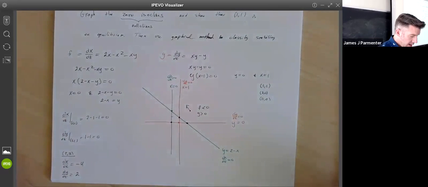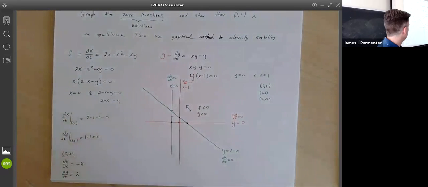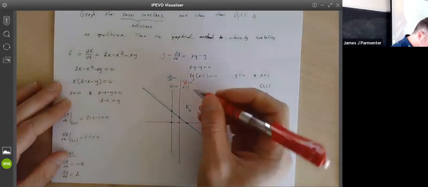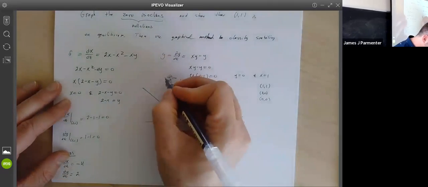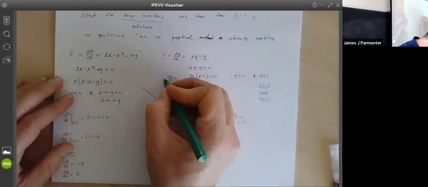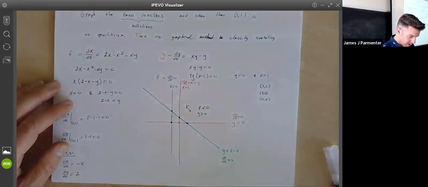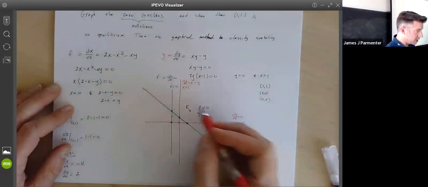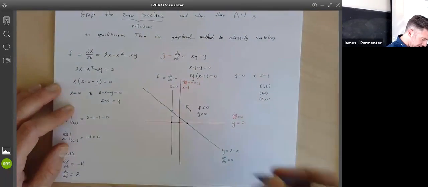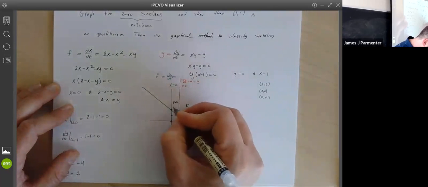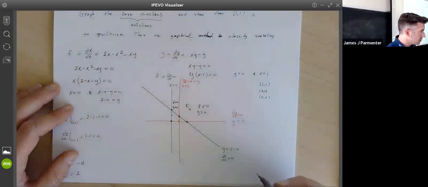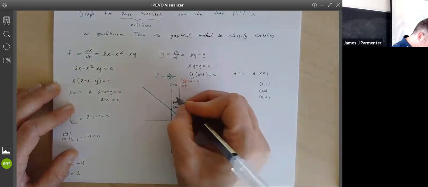Left and up. And then every time you cross a null line of a certain type, that thing changes. So dy/dt is where g is equal to 0. dx/dt is where f is equal to 0. So when I cross this null line, g is going to change signs. I'm going to go from f negative and g positive to f negative and g negative. So I'll be going left and down.